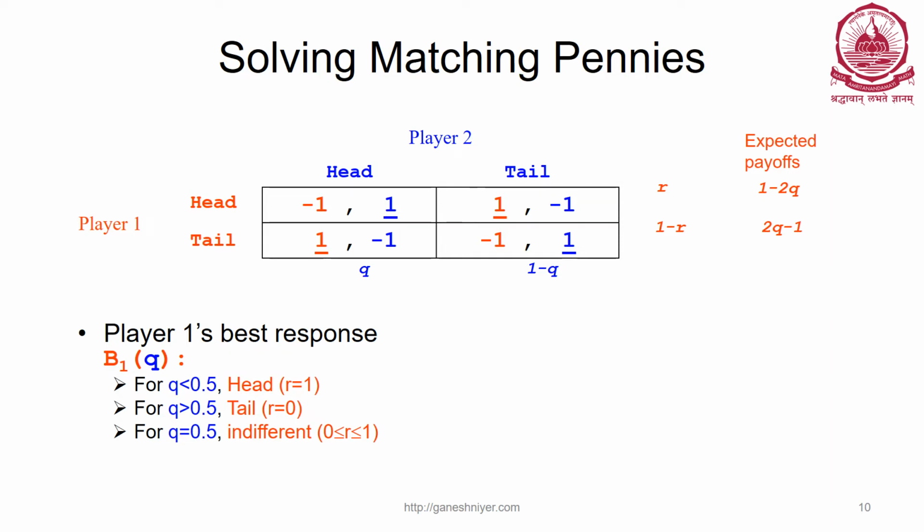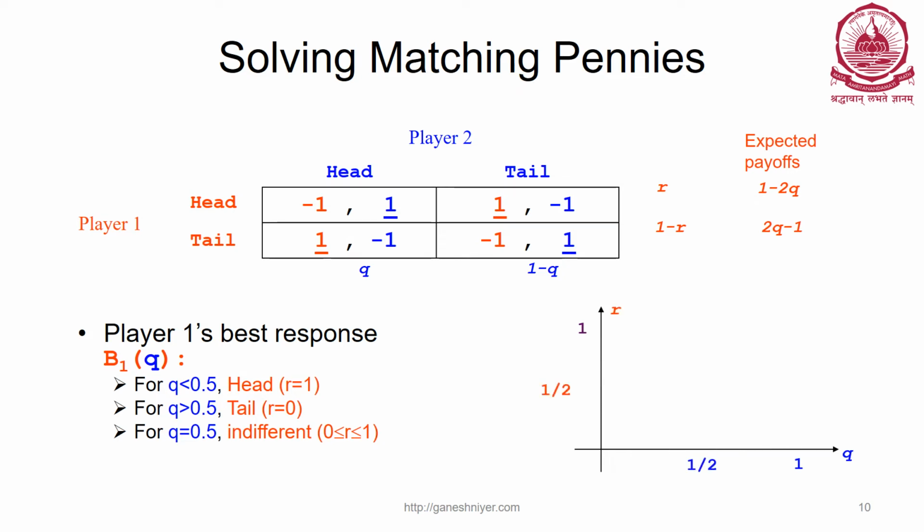So by equating them and solving, we will get Q as 0.5. So at 0.5, player 2 is indifferent between head or tail. Now when Q is greater than 0.5, we can observe 2Q minus 1 is greater, so player 2 will choose tail. For Q less than 0.5, 1 minus 2Q is greater, so player 1 will choose head. So it says if you think the probability distribution of player 2 is less than half for head, choose tail; greater than half, choose tail.